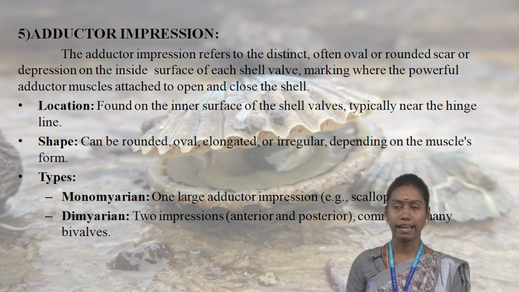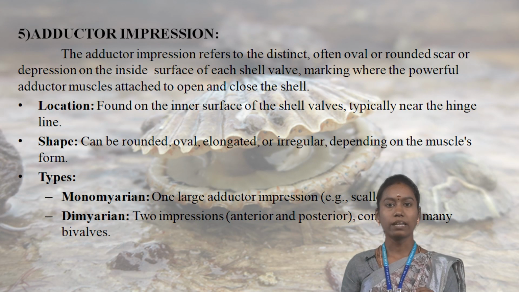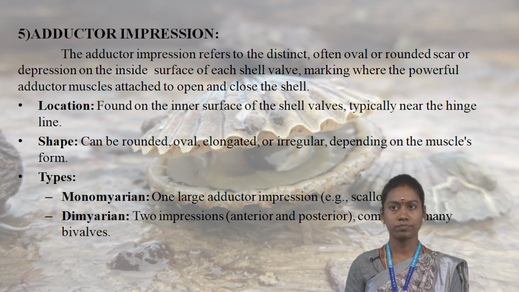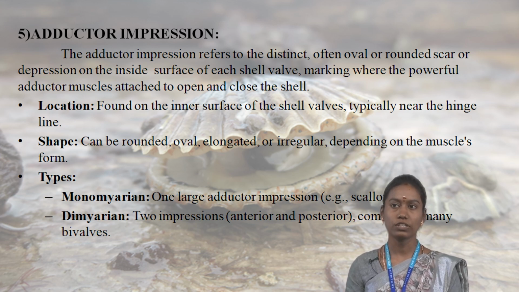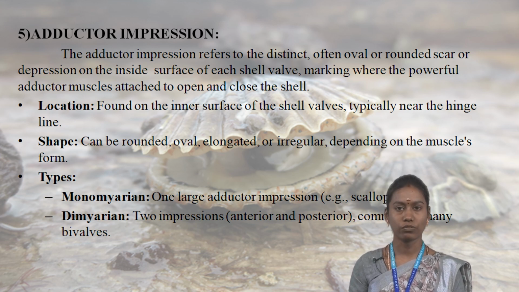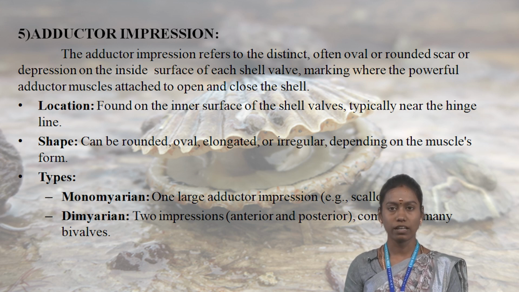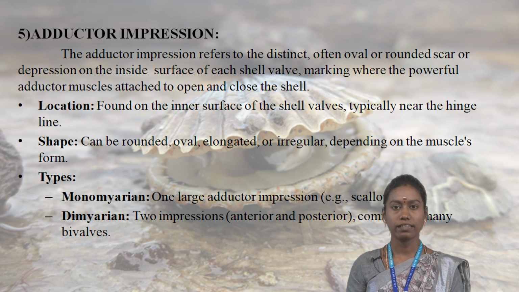Then we can see the adductor impression. Adductor impression refers to the distinct and often oval or rounded scar or depression on the inside surface of each shell wall, which marks where the powerful adductor muscles attached to open and close the shell. Adductor impression forms when the organism present inside the shell died and then was buried.